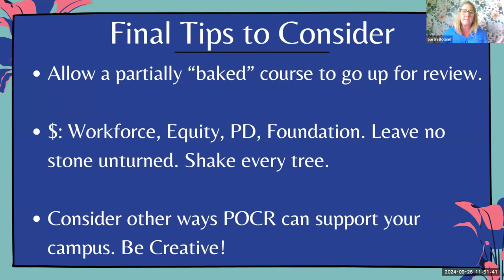So just some overall tips that we've come to since becoming local certified. We allow partially baked courses to go up for review. What I mean by that is we used to, when we would go to district-wide review, really want it to be as close as we thought possible, 99%, if not 100% ready to go. And we were still getting feedback. And that was really delaying somebody's time to get to badging. So we agreed locally, let's aim for 75%.